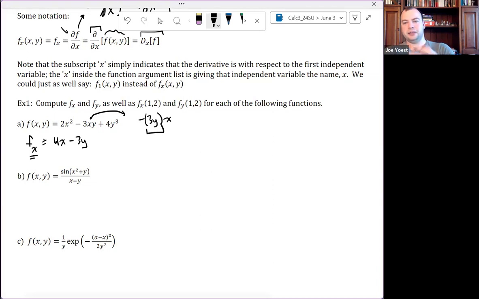Minus 3y times x, that minus 3y is all considered a constant. Constant times x, differentiate that with respect to x, I just get the constant in front of the x back, that's minus 3y.